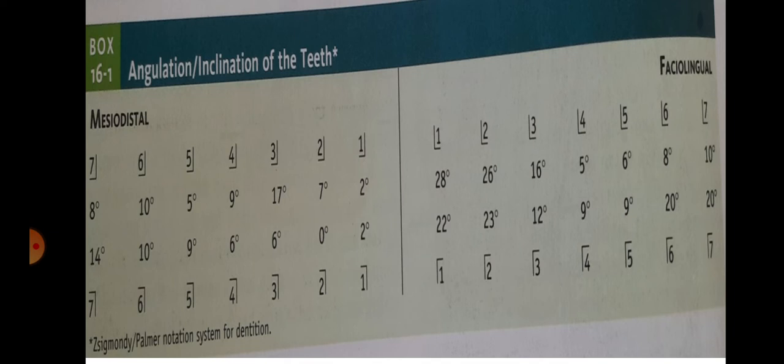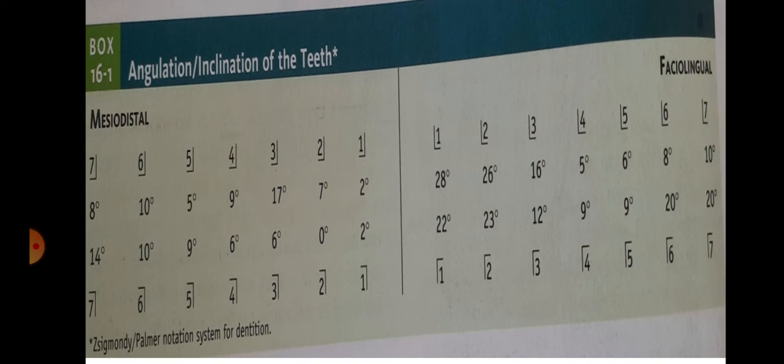Now faciolingual inclination for the upper left central incisor it is 28 degrees. For lateral incisor it is 26 degrees, and canine 16 degrees. First premolar 5 degrees. Second premolar 6 degrees. First molar 8 degrees. For second molar 10 degrees.